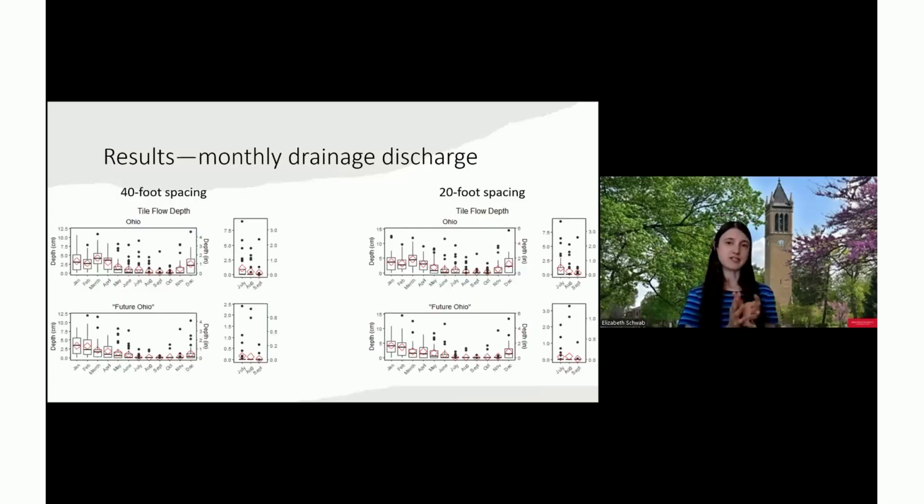And so another way that we visualize these results is looking at them broken out monthly, and we've pulled out some of the summer months as well in this sort of zoomed in graph to the right of each. And again, a similar trend where we're looking at the differences between 40-foot spacing and 20-foot spacing, and we're seeing less drainage discharge throughout most months of the year in that future Ohio scenario. And again, when you really zoom in on those summer months, because those are the months that we're interested in for crop production, we're seeing much less discharge during those summer months. Again, as a combination of factors, we've got decreased precipitation, but also increased evapotranspiration because we have a growing crop there, and increased crop water uptake.